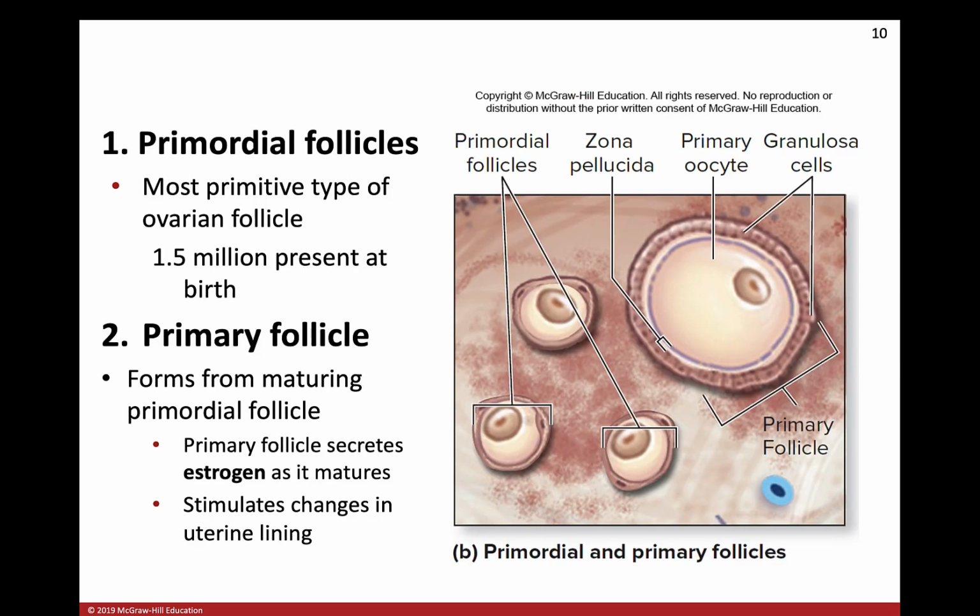The first is the primordial follicle. This is the most primitive type of ovarian follicle, and there are approximately 1.5 million of them present at birth. Then we have the primary follicle. This actually will form from a maturing primordial follicle. Primary follicles will actually secrete estrogen as they mature, and this will begin to start changes in the lining of the uterus.